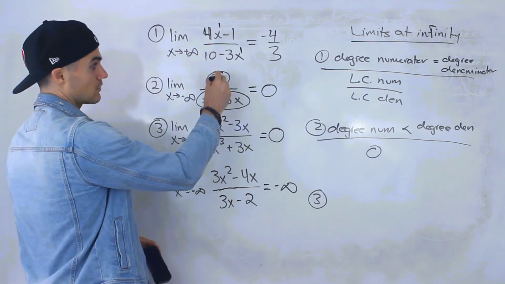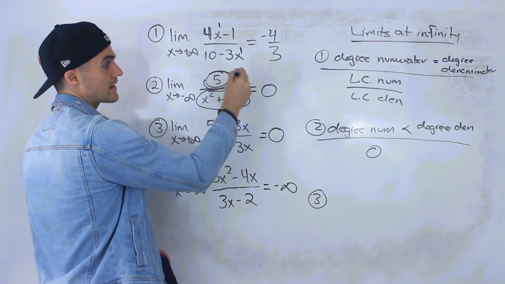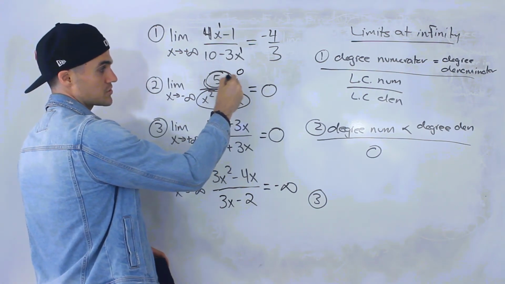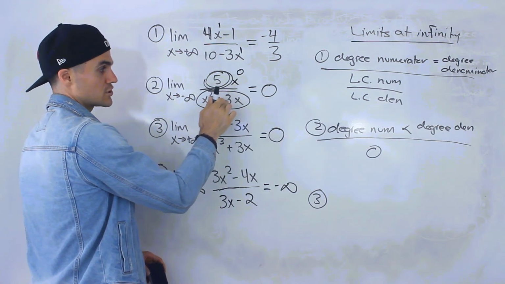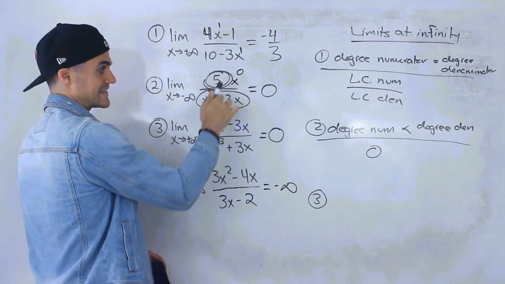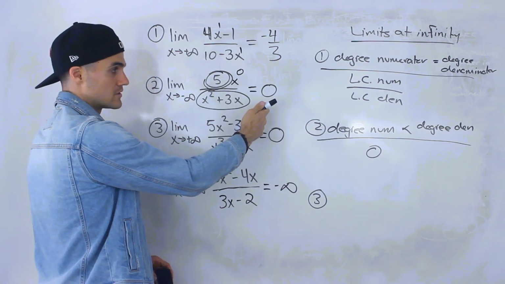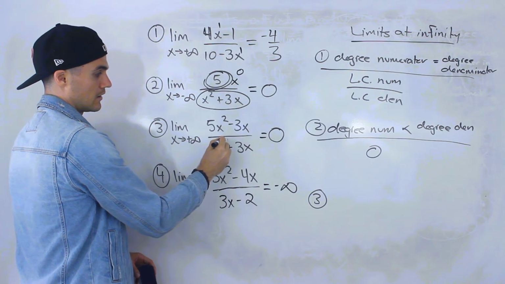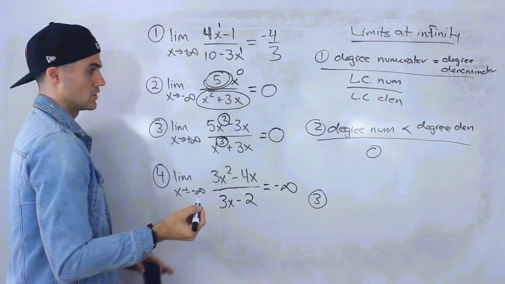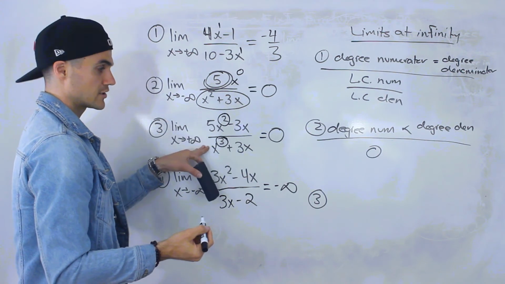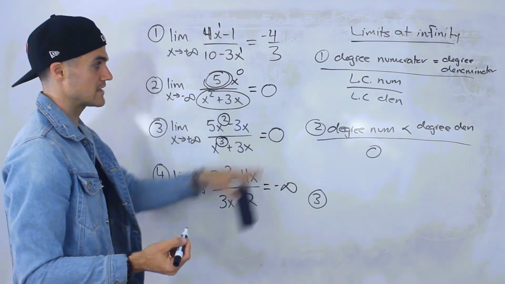So notice here, we had a 5 up top. What's the degree of just a constant? The degree of that is just 0. It's like x to the power 0, which is just 1. And the degree here is 2. So notice the degree of the numerator is less than the degree of the denominator. What did the limit equal? 0. Same thing here. The degree is 3 in the denominator. Over here, the degree is 2. Degree of numerator less than the degree of the denominator, 0. Right? So that's always going to hold.